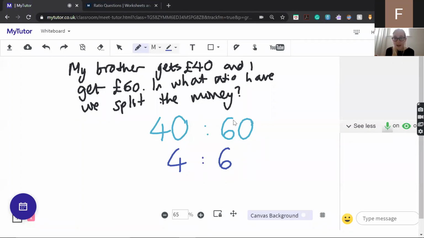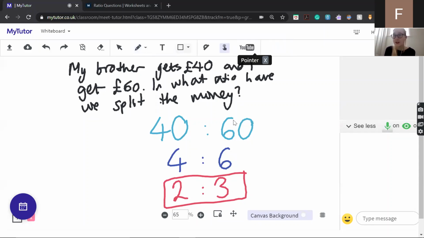And we can actually go one better than that. We can divide both sides of this ratio by 2, and we'll end up with 2 to 3. Now that can't be simplified anymore. 2 and 3 are both prime. There's nothing that's going to go into both of them. So that's our final answer to this question. The ratio is 2 to 3.